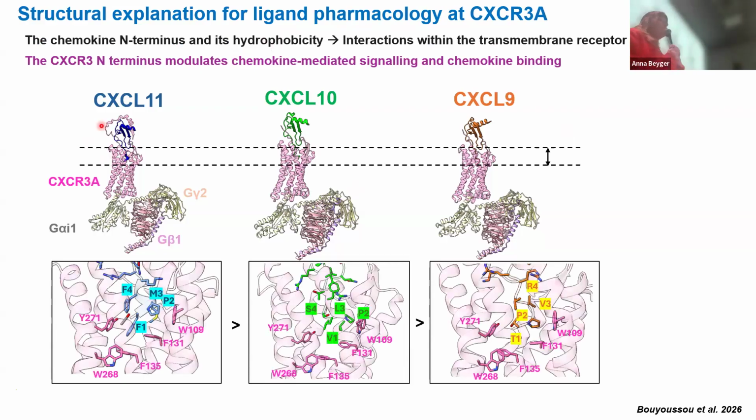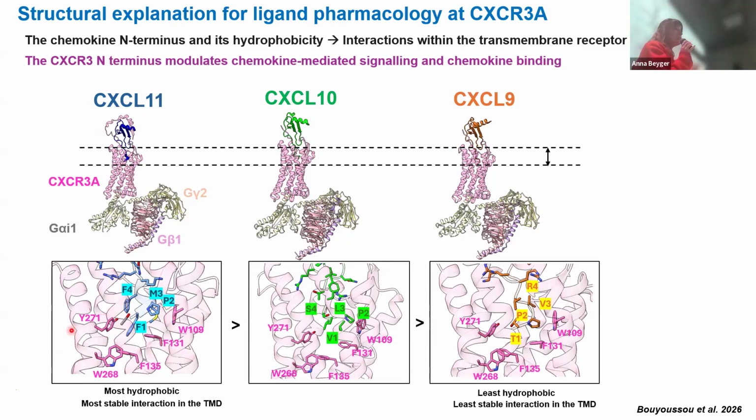And then when we zoom in onto the binding pocket, what we can see is that this binding pocket is quite hydrophobic. So therefore, something that's also quite hydrophobic and has a lot of aromatic or phenyl rings will be more stabilized within it rather than something that's just polar. So as we go from CXCL11, 10 to 9, we can see that the hydrophobicity of this N-terminus actually decreases, and that means that the strength of the interactions also decreases as we go from left to right.